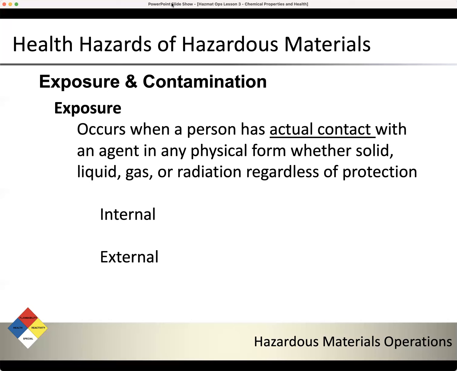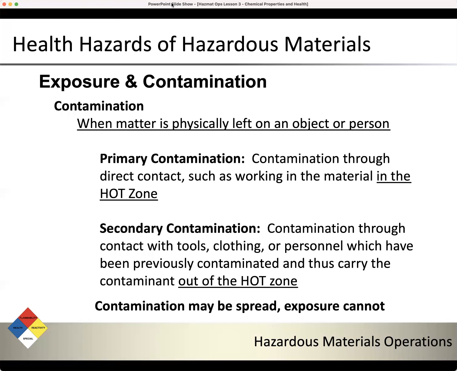Okay, there is internal exposure and there's external exposure. Internal is inside your body, external is outside your body. That's exposure. You've had actual contact with whatever it is. Contamination is when matter is physically left on an object or person. Okay? Primary contamination means you got it in direct contact with the substance, such as working in the material in the hot zone.